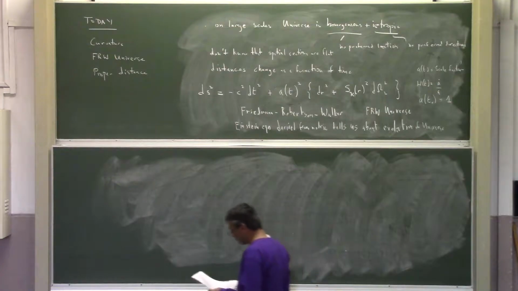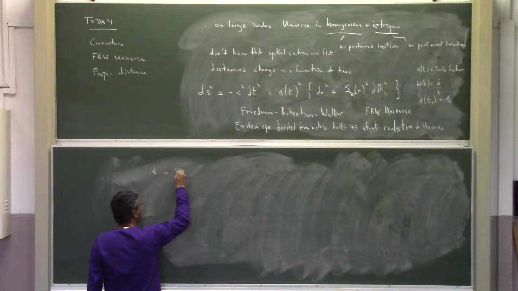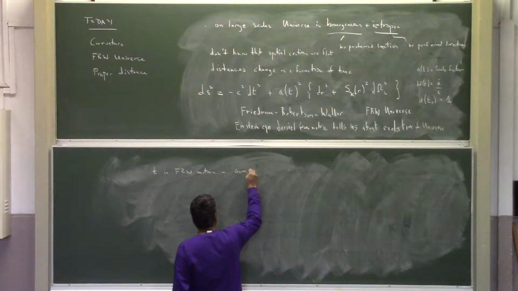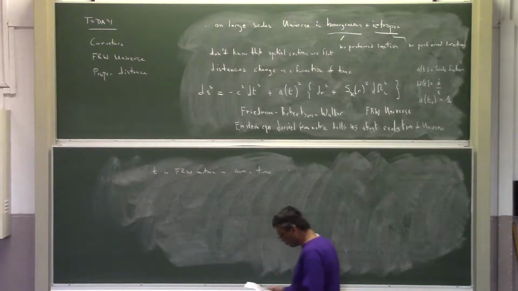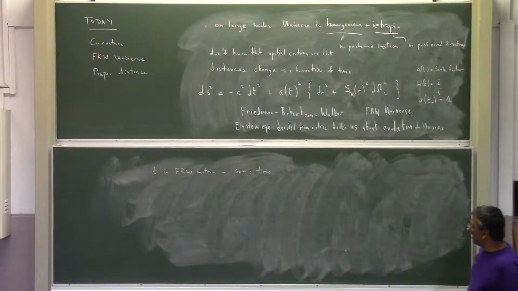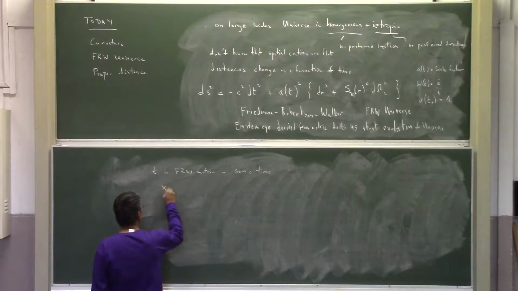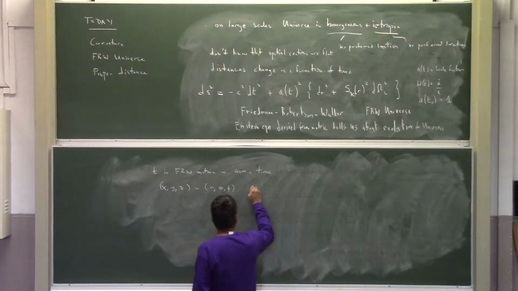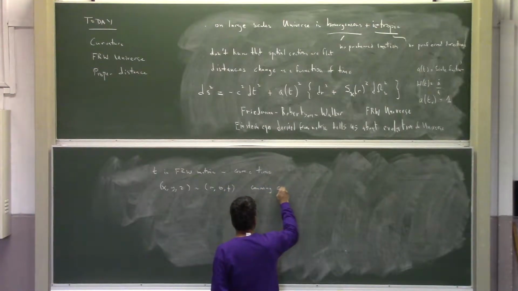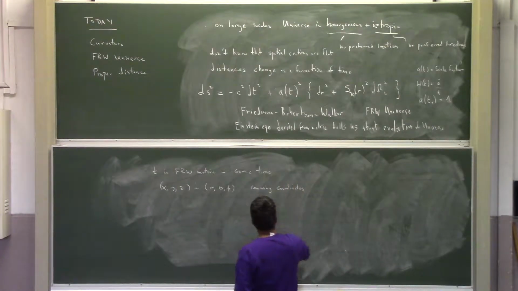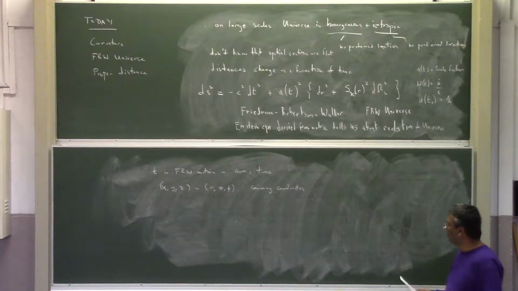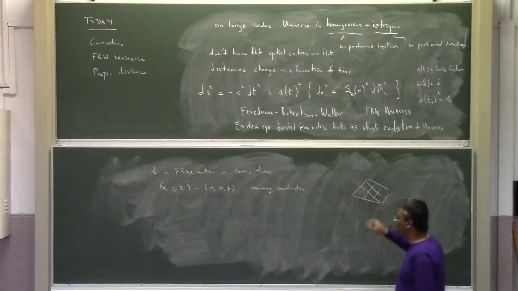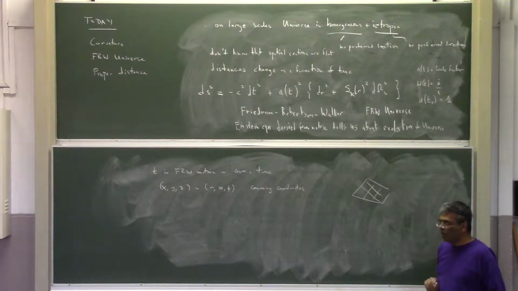Okay, so t, in the FRW metric, is called cosmic time. And x, y, and z, or equivalently r, theta, and phi, are called comoving coordinates. So what this means is that we've got some grid. We've measured x, y, and z, or equivalently r, theta, and phi on this grid.